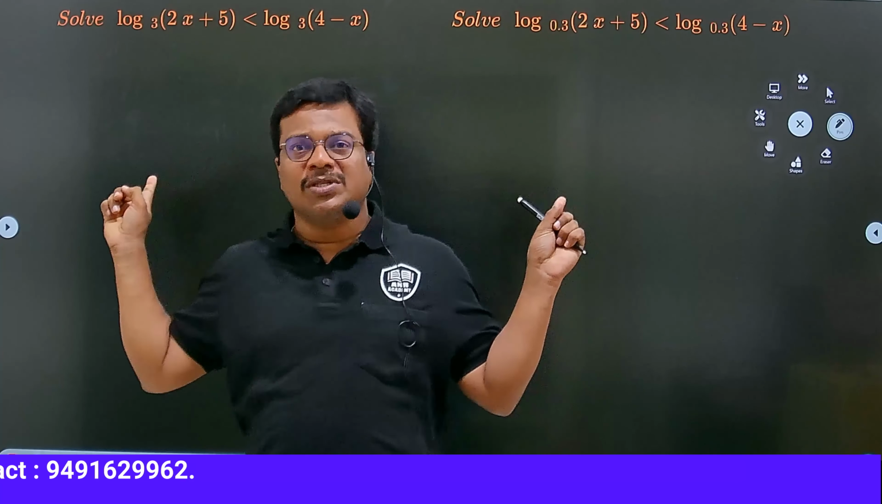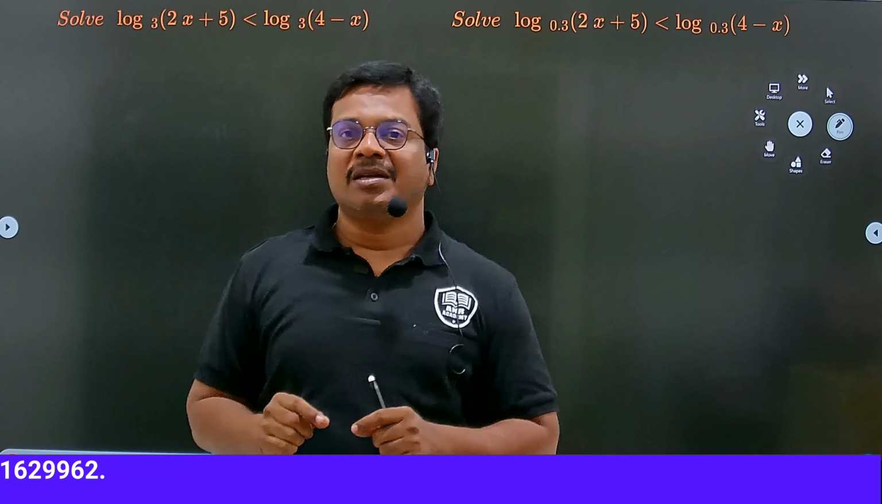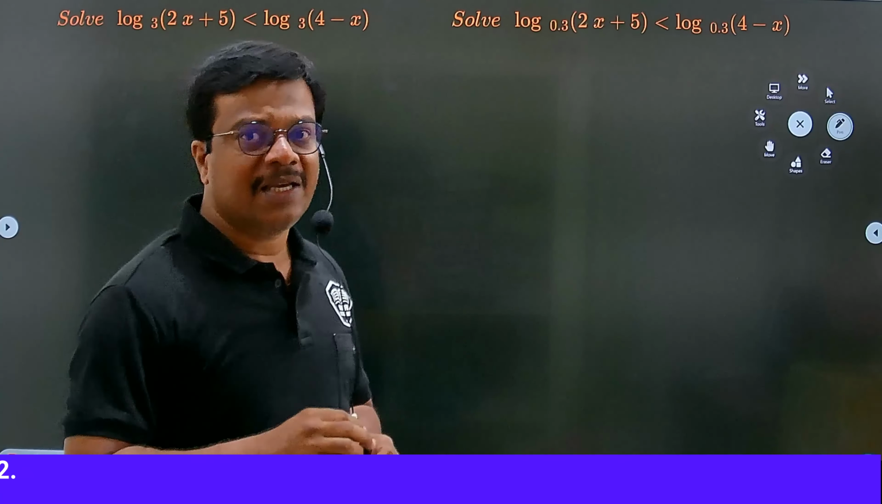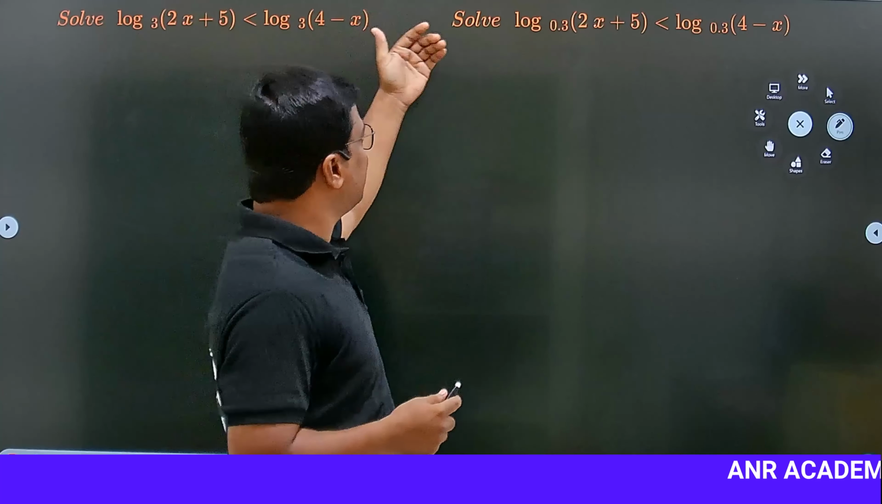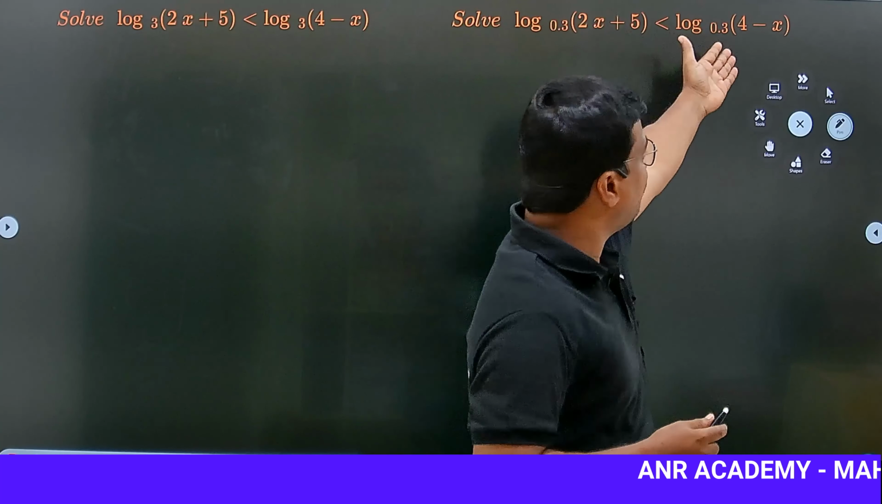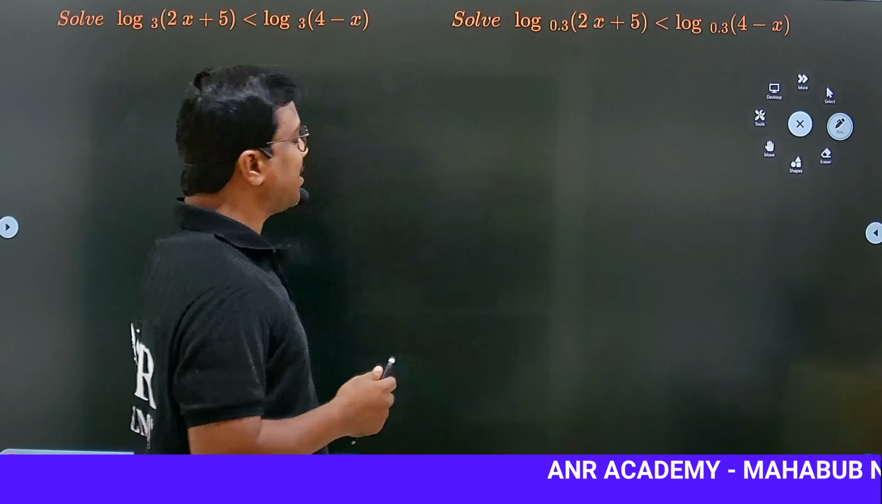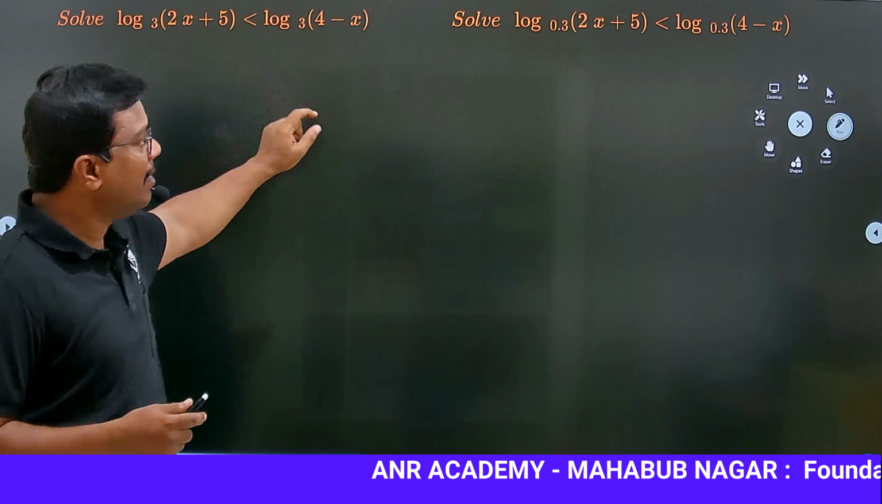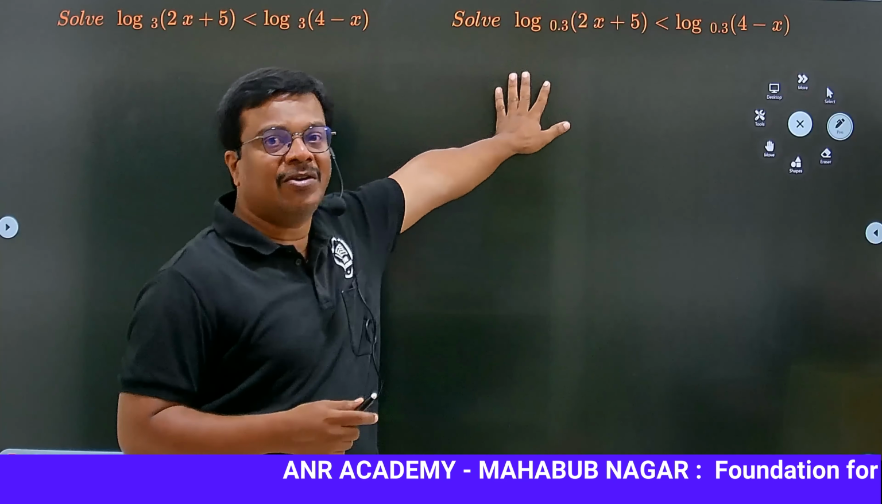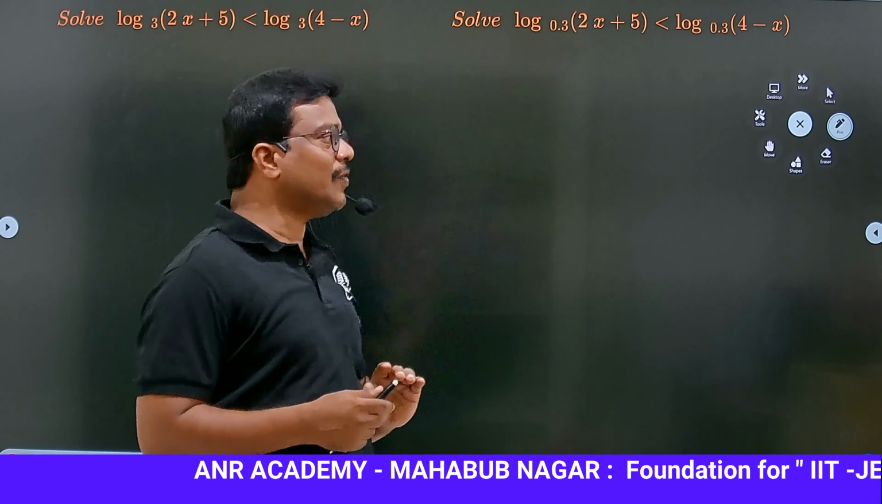See these two questions, only the difference is in the base, the input is the same. Here you have 2x plus 5 and 4 minus x, and there also the input is 2x plus 5 and 4 minus x. Only the difference in base. Here you have base value more than 1, and there the value of base is in between 0 and 1.